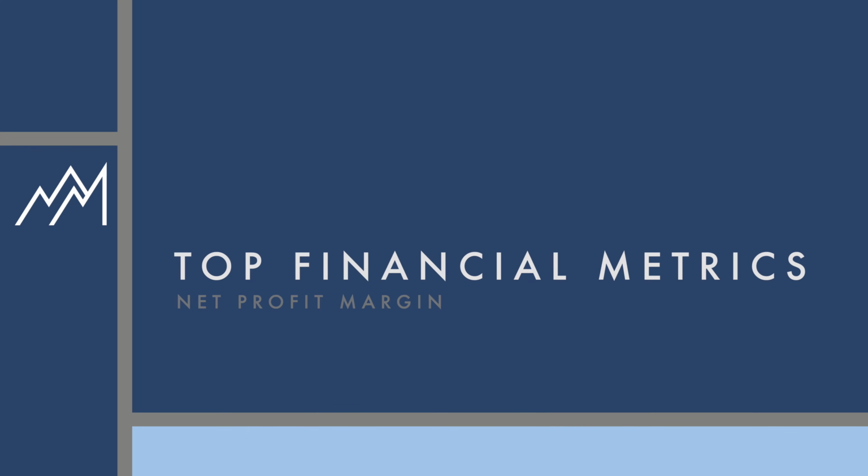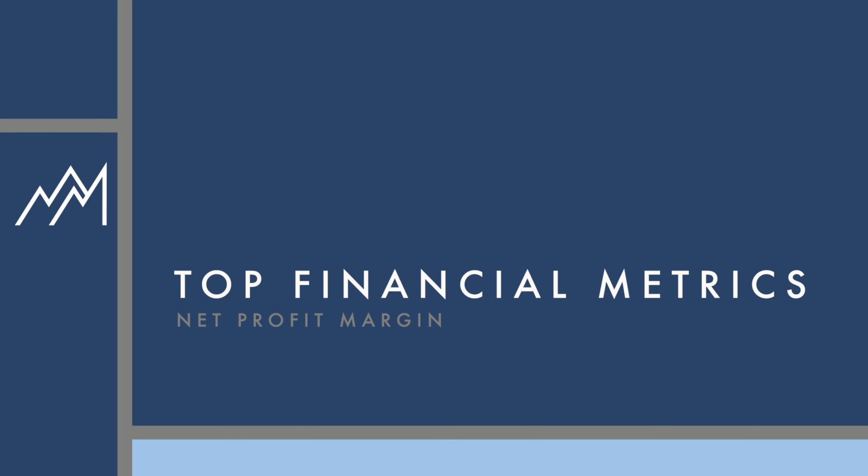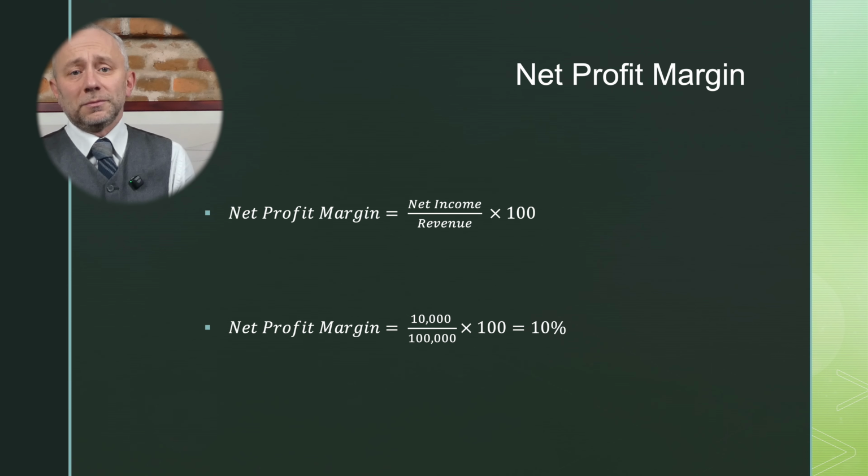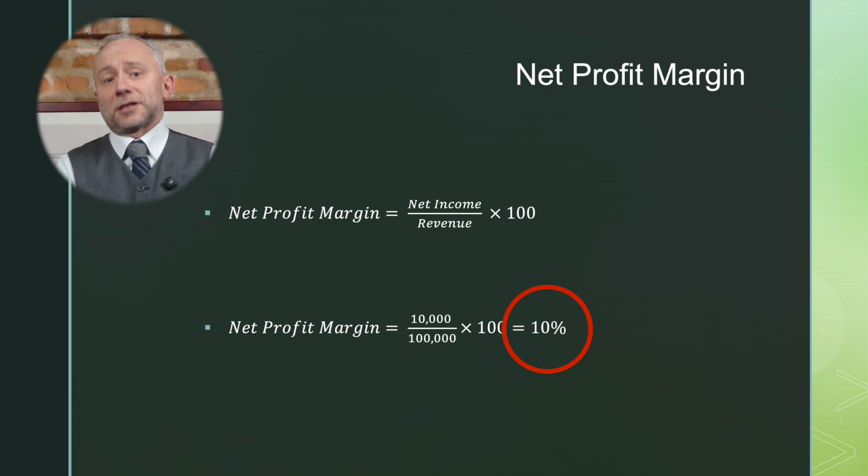The next is net profit margin. This is your bottom line, showing the percentage of revenue that remains after covering all expenses, including operating costs, taxes, and interest. The formula is net profit margin equals net income over revenue, times 100. So, if your net income is $10,000 and your revenue is $100,000, then your net profit margin is, of course, 10%.